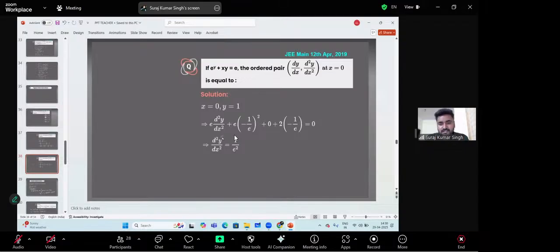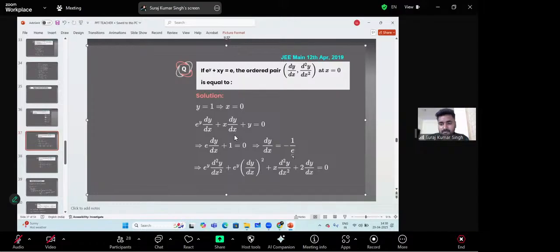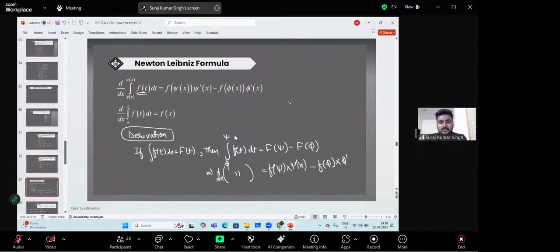And now after that, d2y by dx square equals 1 by e square, and dy by dx here I have written minus 1 by e. So the ordered pair, I got the value.